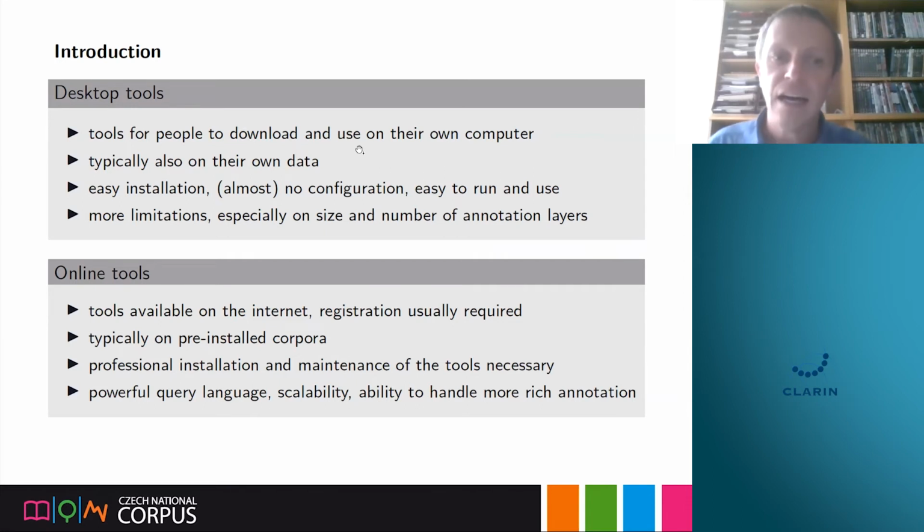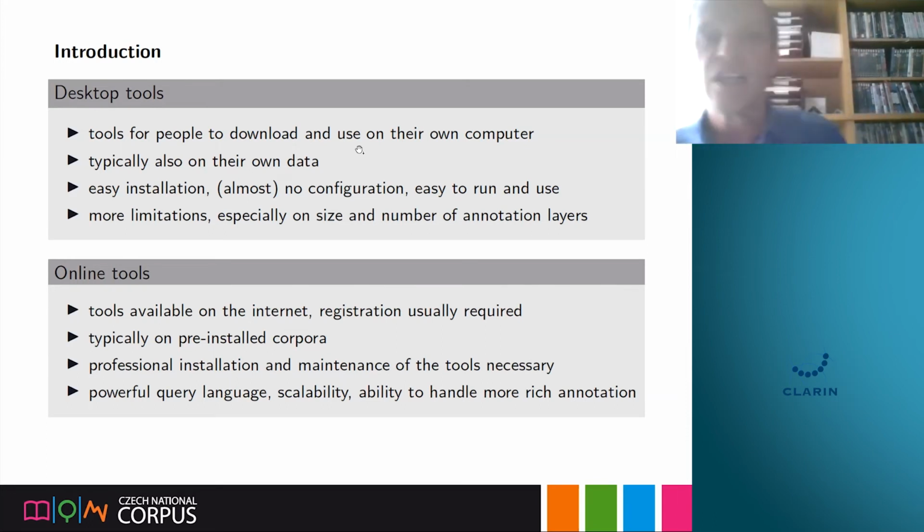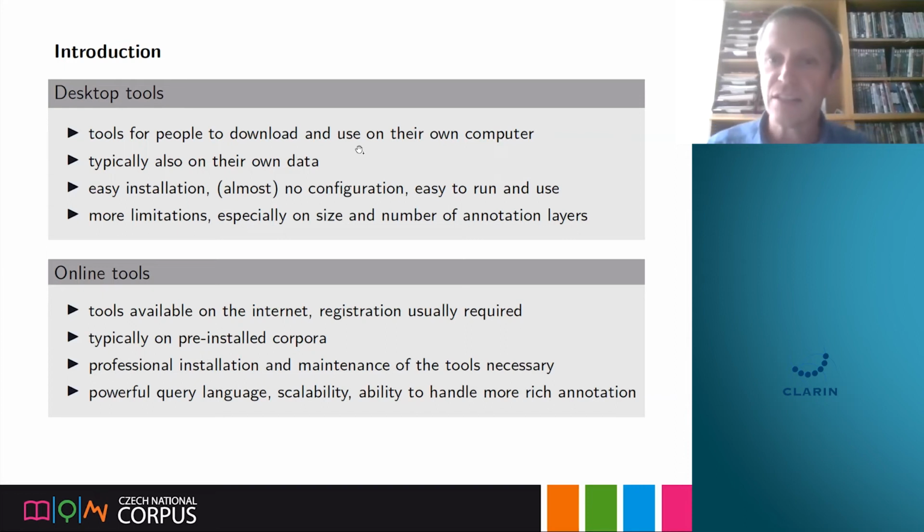But on the other hand, there's a powerful query language. They scale well to, say, tens of billions of tokens, and they are usually able to handle more rich annotations and more fine-grained distinctions, etc. So the configuration is more tricky, but well, there's a trade-off in everything. So yeah, that's the distinction as I see it. So in this respect, KonText is not a direct competitor of AntConc, because they are aimed at a different audience, so to say.